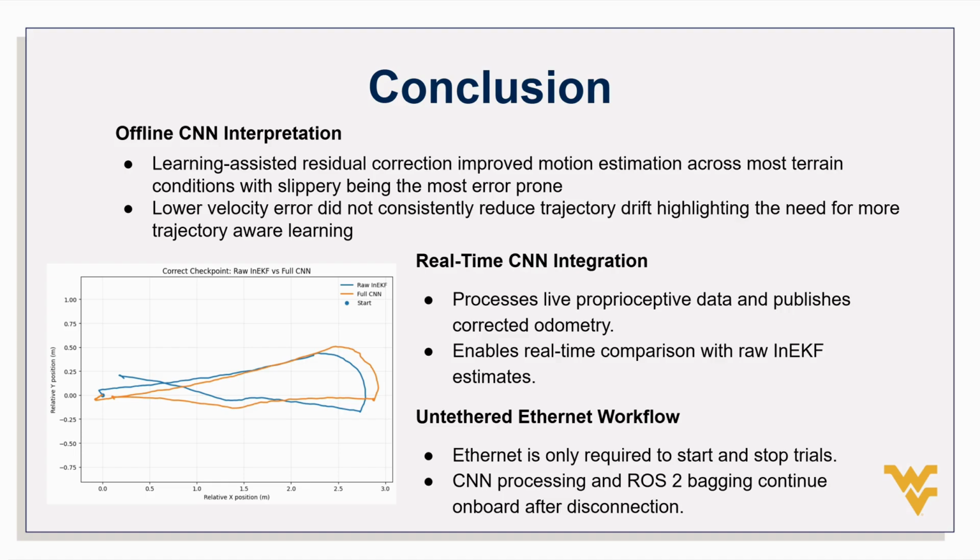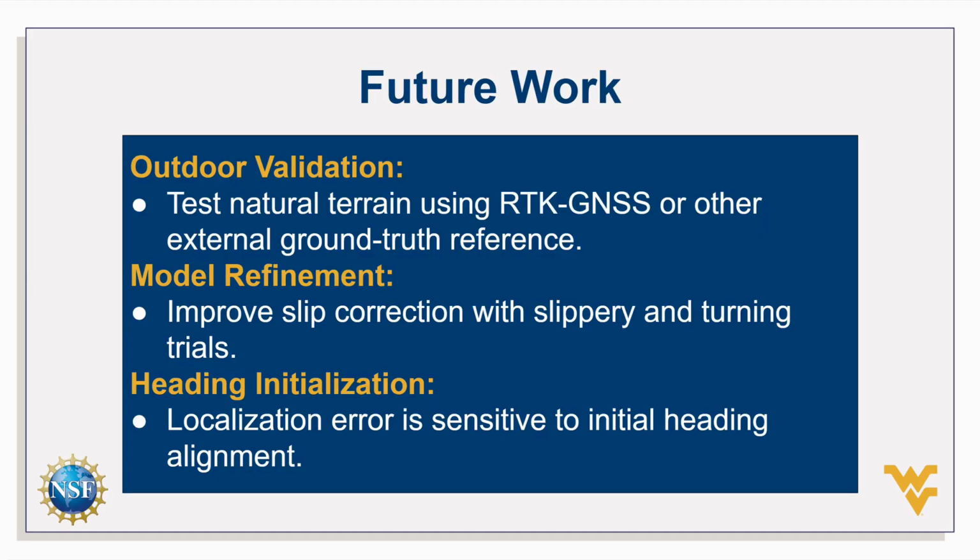We also deployed the CNN onboard so that the Go2 can process live sensor data while recording and publishing corrected odometry in real time. An Ethernet connection is required only to start and stop trials, while CNN processing and ROS2 bagging continue onboard after disconnection, allowing the Go2 to record ROS2 topics in outdoor environments. Future work will focus on refining the machine learning model to improve correction during slip and progress towards outdoor live implementation using GPS data as ground truth reference.